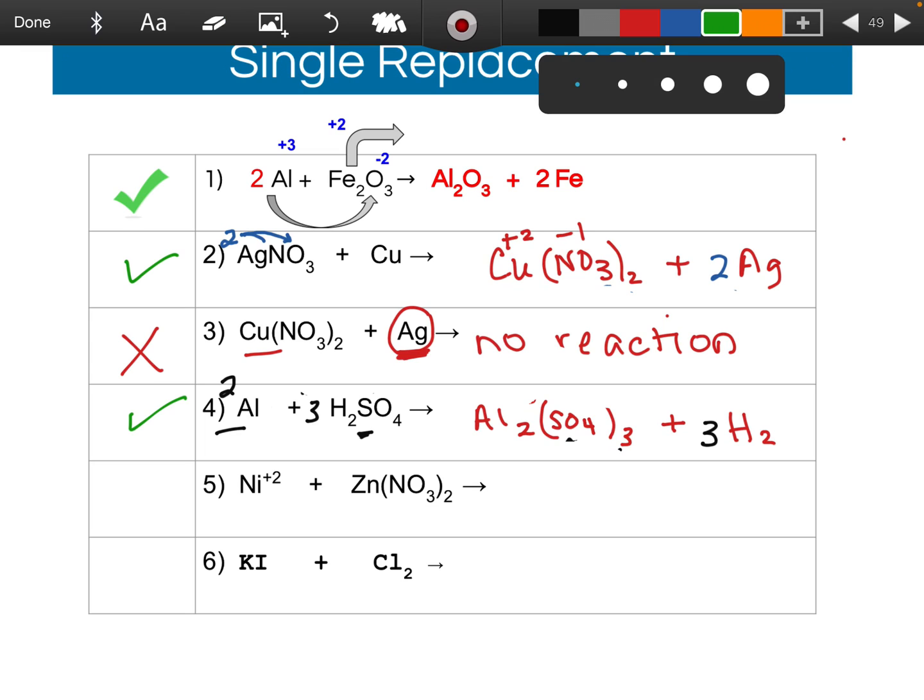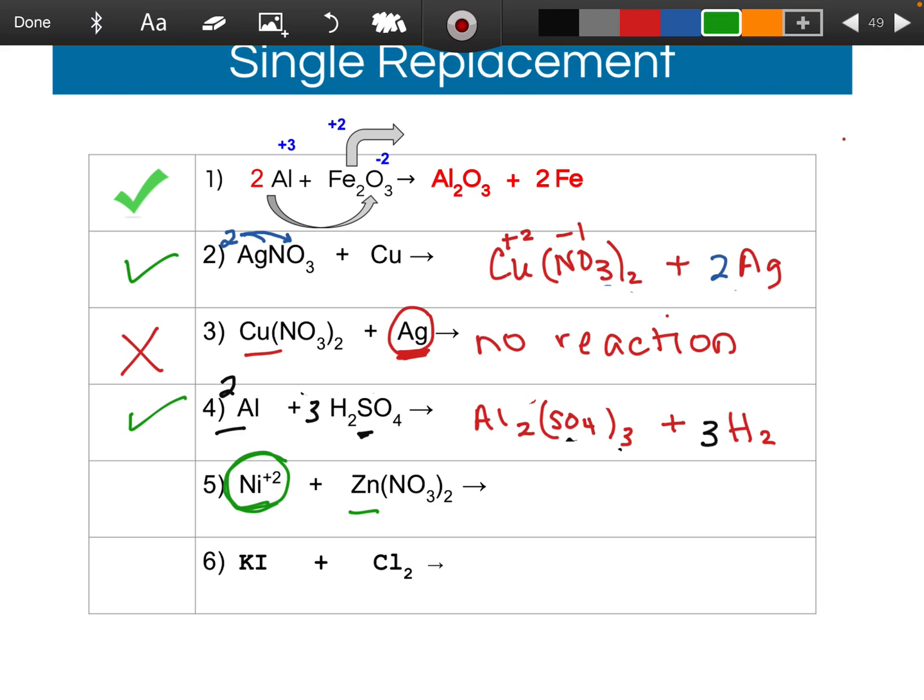All right, so let's look at the next one. We are comparing nickel and zinc on your activity series. So find nickel, find zinc. Zinc is above nickel. So since nickel, the single element, is below the one that it's trying to replace, this reaction will not happen, because nickel is not strong enough to replace zinc.